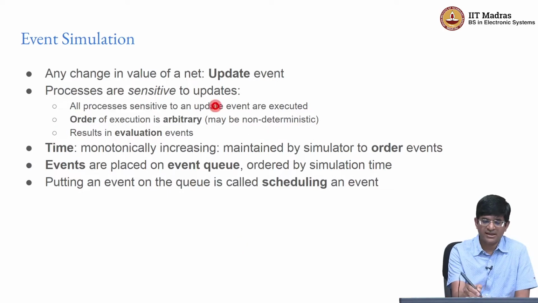All the processes that are sensitive to a particular update event are re-evaluated. So if there is a signal called A, only the processes that are sensitive to A are going to get executed. In other words, if a wire is not connected to a particular always block, there is no reason to go and re-evaluate that always block when A changed. I need to look for what that block is sensitive to in order to decide whether I need to go in and re-evaluate it.